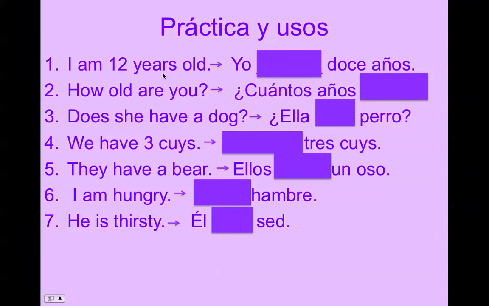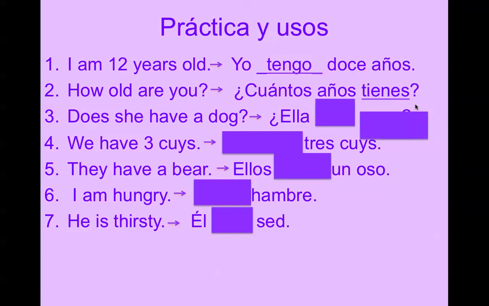Alright, to say I am 12 years old, it is yo something 12 años. It's going to be the yo form of tener. It means I have. It is tengo. Yo tengo 12 años means I'm 12 years old. How about asking the question, how old are you? ¿Cuántos años tienes?